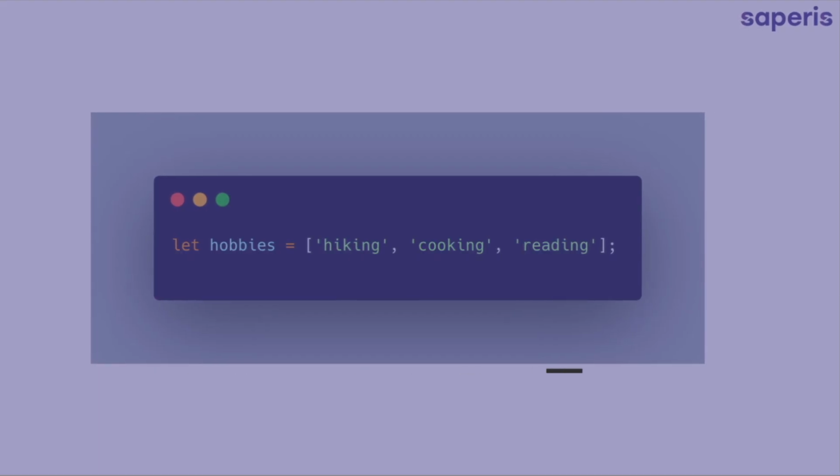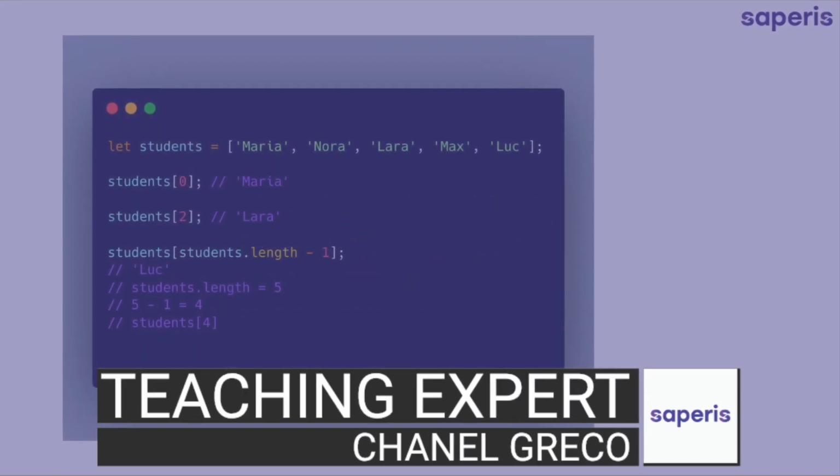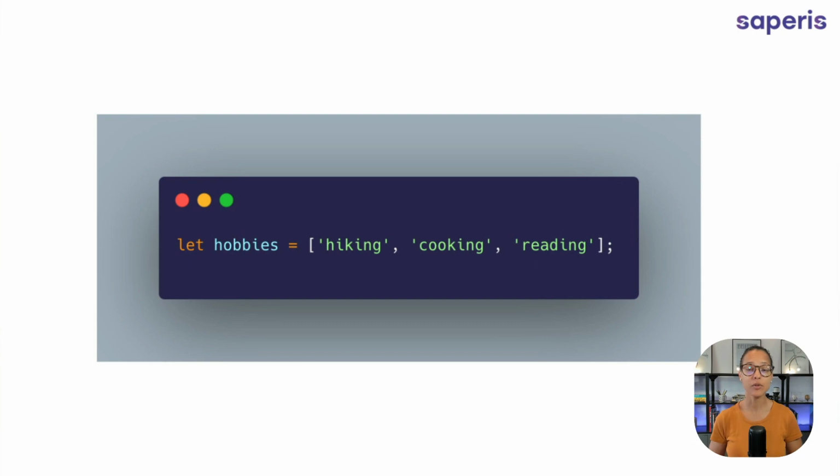In this video, I will show you what arrays in JavaScript are and how to use them. What is an array? An array enables you to store a number of values in one single variable. That's exactly what we're seeing here with our hobbies array. And we see that an array is written with these square brackets, and within that we have 3 separate values.